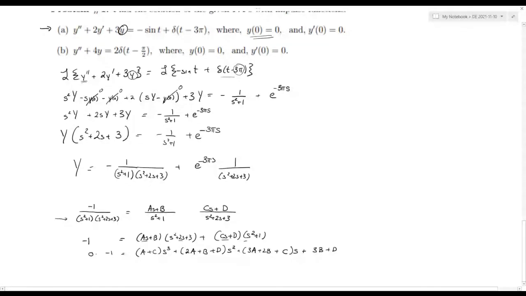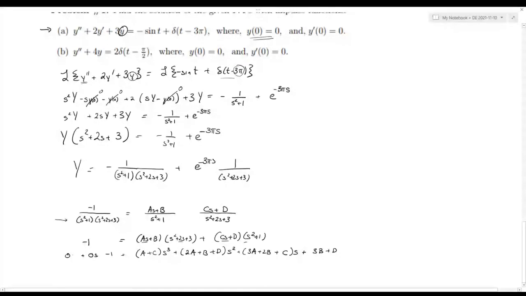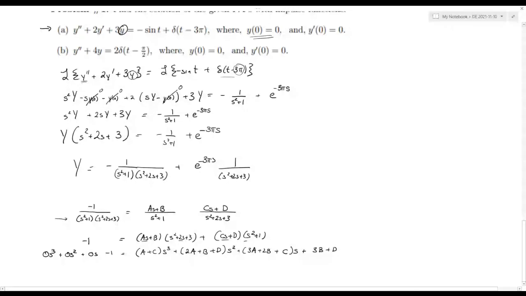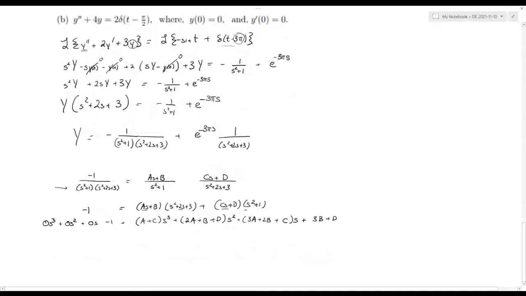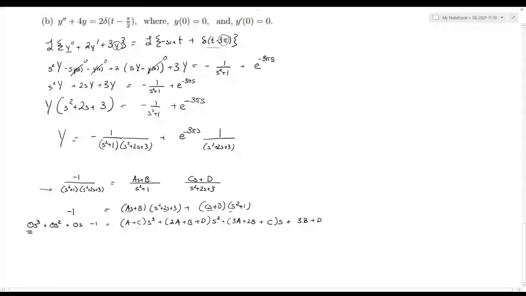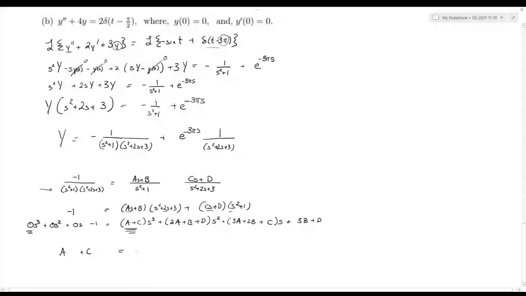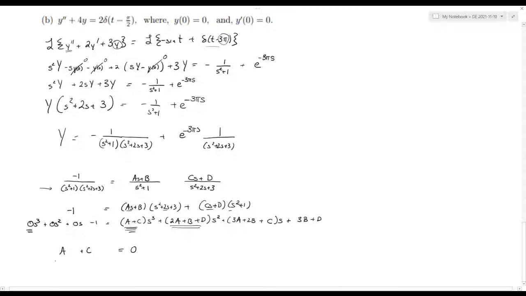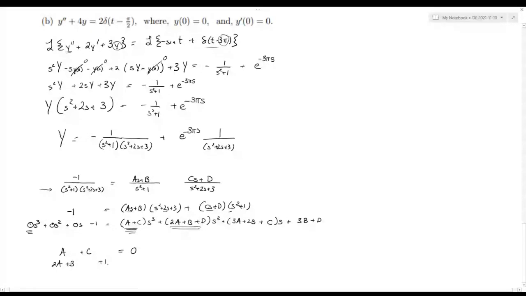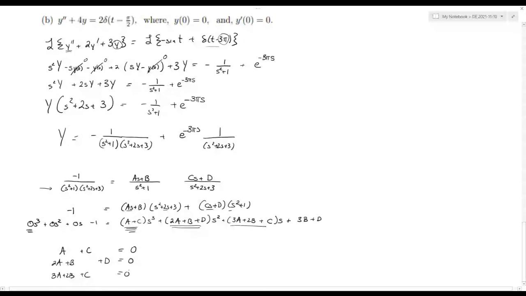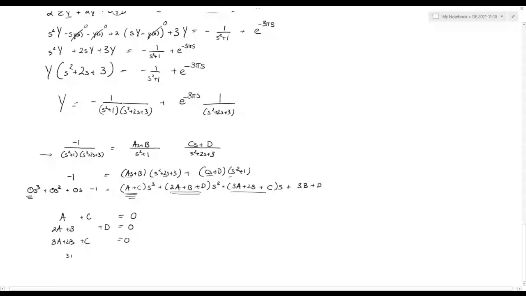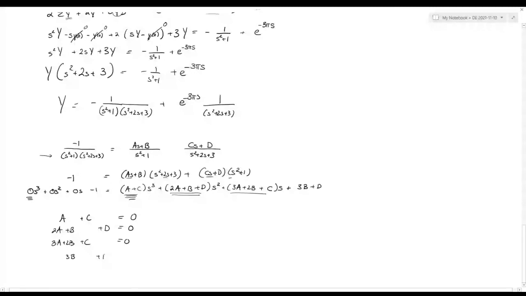Right, and then if you'd like to fill this out, we know that if these two polynomials are to be equal for all possible s's, the corresponding coefficients have to be equal. So we're going to have that a plus c is 0. 2a plus b plus d is 0. And then 3a plus 2b plus c is 0. And finally, 3b plus d is 0. Well, this is -1, my bad.